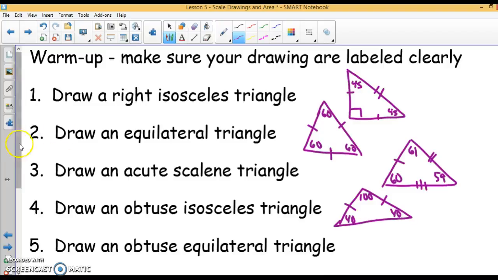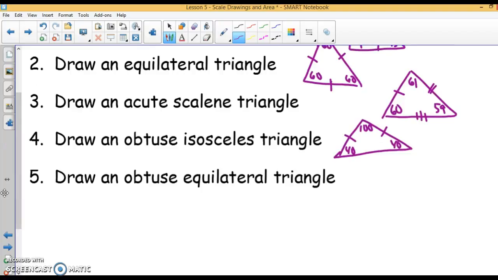Obtuse equilateral. Okay, obtuse equilateral means it needs to have an obtuse angle. But equilateral means they have to be the same. So it is not possible. Because equilateral will have 60, 60, 60, and that's it. There's no such thing as an obtuse equilateral.